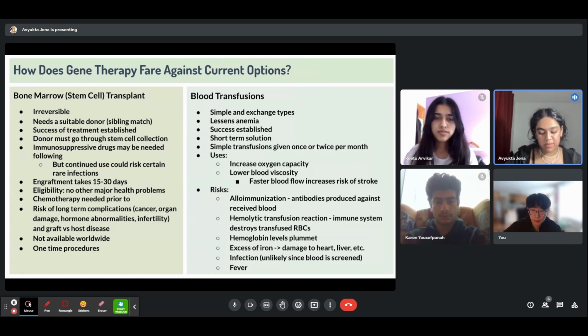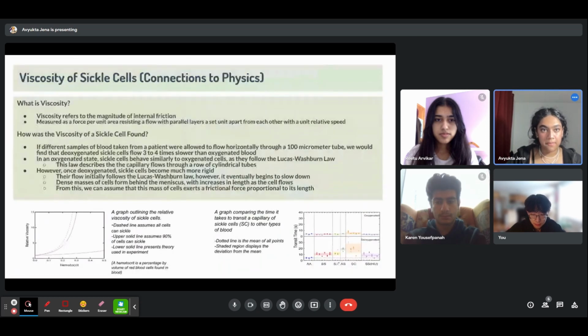Blood transfusions can be where more blood is given, or where blood with sickle cells is replaced with healthy blood. The transfusions lessen anemia by increasing your oxygen capacity and lower your blood viscosity to reduce the risk of stroke, and must be given once or twice per month. There is a risk of alloimmunization, hemolytic reaction, excess iron, infection, and fever.